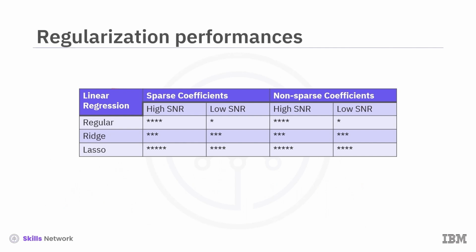This table summarizes the relative performances of linear, ridge, and lasso regression methods in high and low SNR environments for sparse and non-sparse coefficients. In all scenarios, lasso performs the best out of the 3 methods. Regular linear regression performs well in high SNR environments and poorly in low SNR environments. The methods rank similarly whether the SNR is high or low, with ridge holding its rating in all cases. For low SNR, lasso and ridge are clear winners.